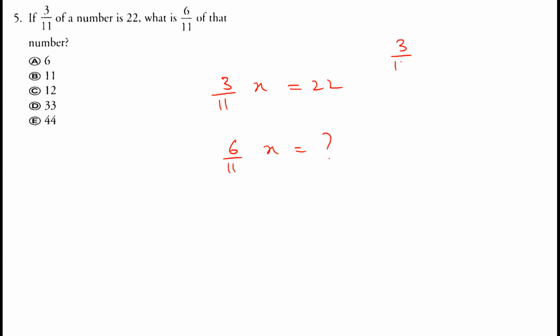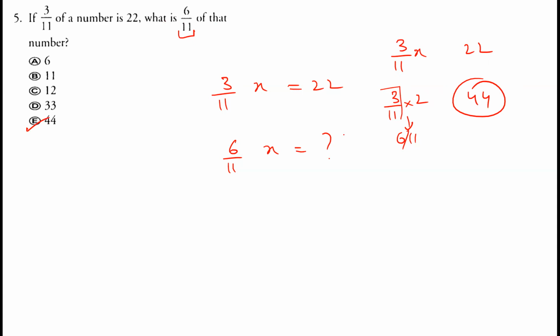If 3 by 11 of x is 22, now 6 by 11 is twice that of 3 by 11. So 3 by 11 into 2 is actually 6 by 11. So if 3 by 11 is 22, then 6 by 11 will be 22 multiplied by 2. Then what is 6 by 11 of that number? So it will be twice that of 22. So it would be 44. So the correct answer is E.